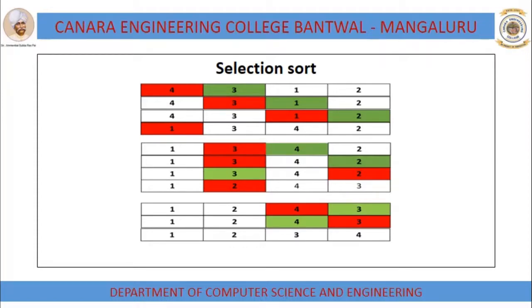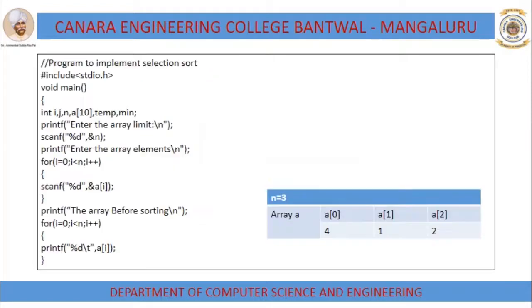Note that the comparison is the same as in bubble sort, but swapping takes place at the end of the scan, at the end of each iteration. I'll just scan the array, compare the adjacent elements and find the new minimum element. At the end of the iteration, whichever new minimum element is there, I'll swap it and place it in the appropriate position in the sorted array.